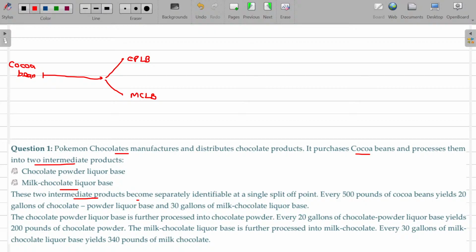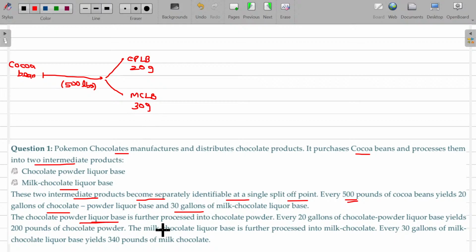These two intermediate products become separately identifiable at a single split off point. Every 500 pounds of cocoa bean yield 20 gallons of chocolate powder liquor base and 30 gallons of milk chocolate liquor base. So for this much of input, 500 pounds, you can produce 20 gallons of chocolate powder liquor base and 30 gallons of milk chocolate liquor base.